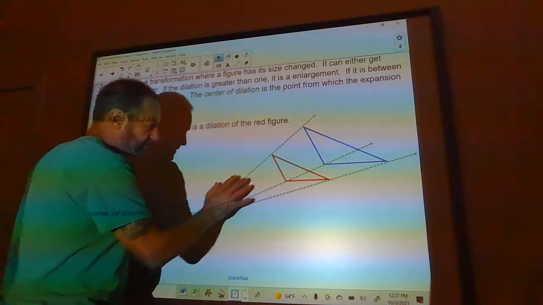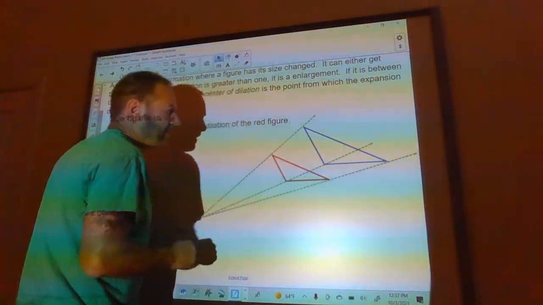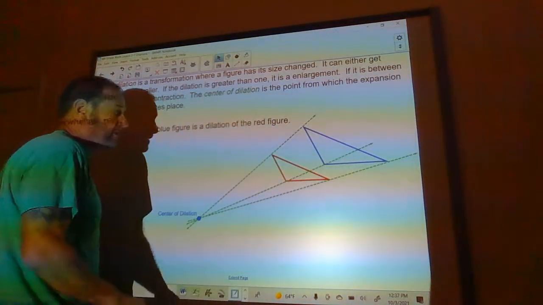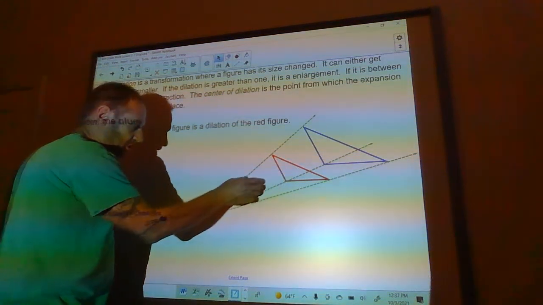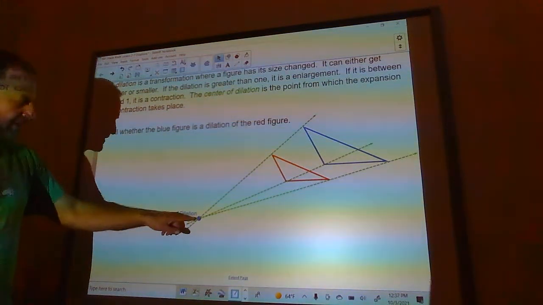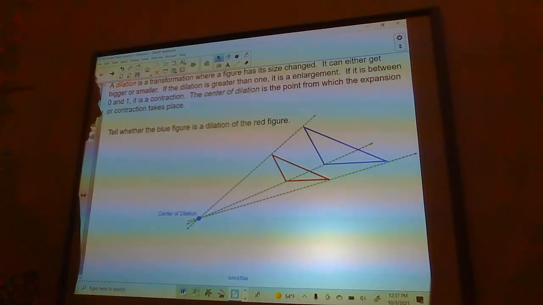And you can see as this spreads out like this, it makes an equivalent shape that's just larger the further away you get from the center of dilation. It gets smaller the closer you get to the center of dilation. So if this occurs where you get a center like this and you connect the key points and they all meet right here, that is a dilation.